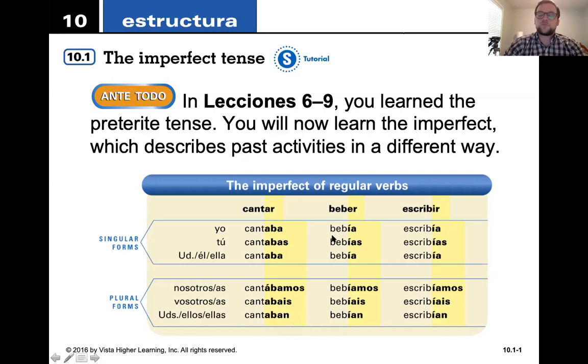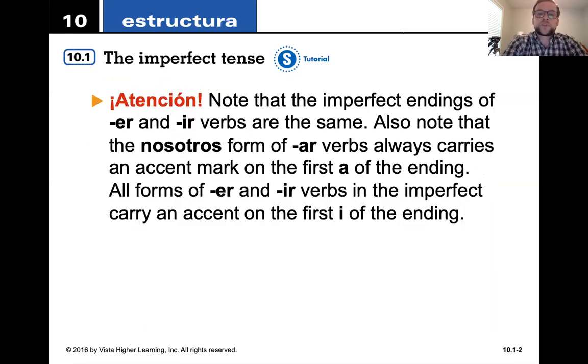Very good. So it's more something like you used to do, not like yesterday I sang a song. No, that's not what the imperfect is. The imperfect is when I was a child, I used to sing in the choir, right? This is something that you did over a period of time. Okay, so take a note that the imperfect endings of the ER and IR verbs are the same.